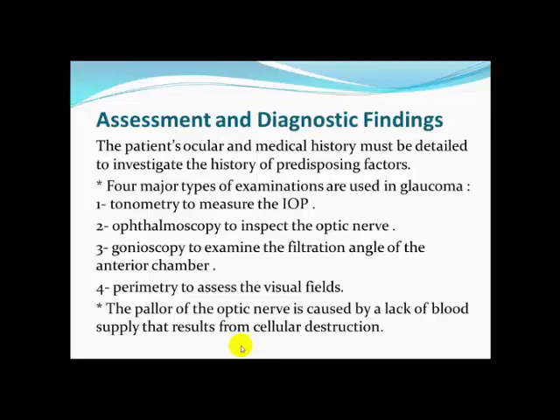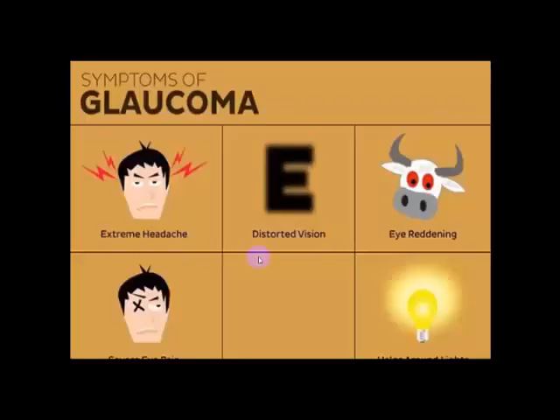The pallor of the optic nerve is caused by a lack of blood supply that results from ciliary destruction. Symptoms of glaucoma: severe headache, also distorted vision تشوه بالرؤية, also eye redness احمرار بالعين, severe eye pain ألم حاد, بالإضافة halos around light اللي ذكرناها أيضا بالكتاراكت، هو حالة حول الضوء.